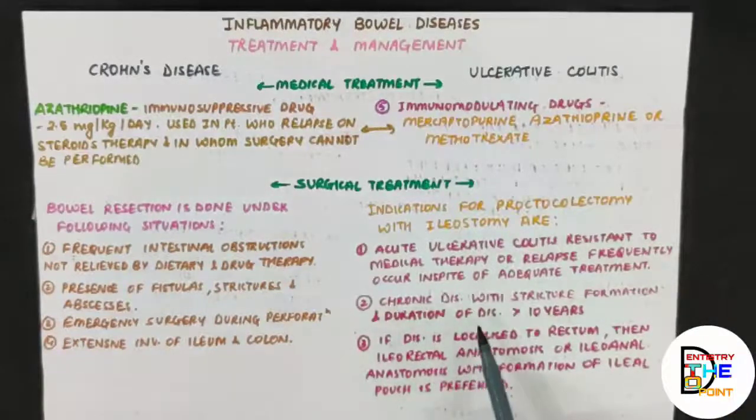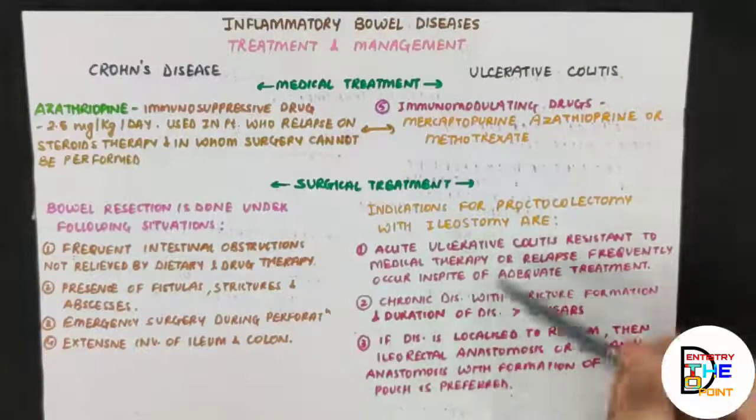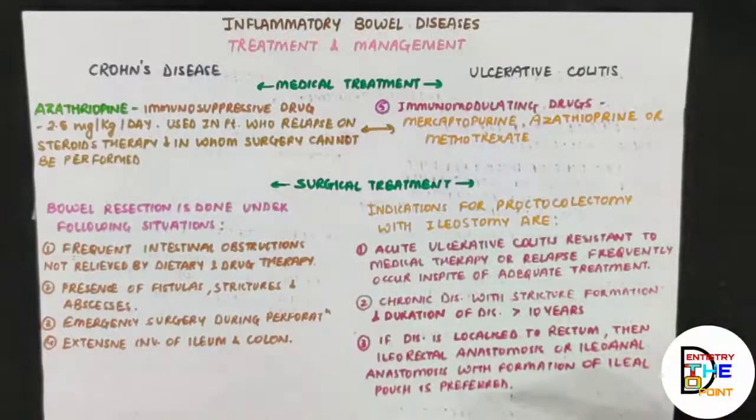Okay. Chronic disease with stricture formation and duration of the disease more than 10 years, and if the disease is localized to the rectum, then ileorectal anastomosis or ileoanal anastomosis with the formation of an ileal pouch is preferred. Now you don't have to go into the details of the surgery, but these are the 3 indications or favorable points which favor a surgical treatment.